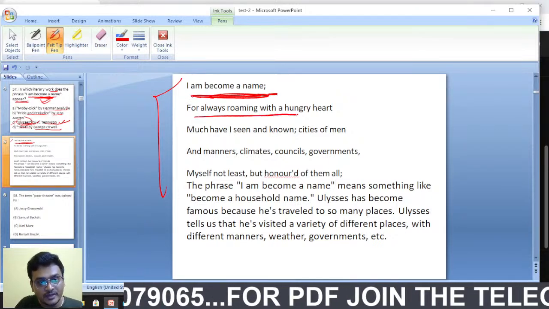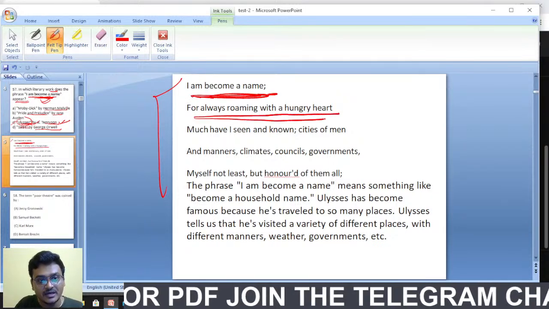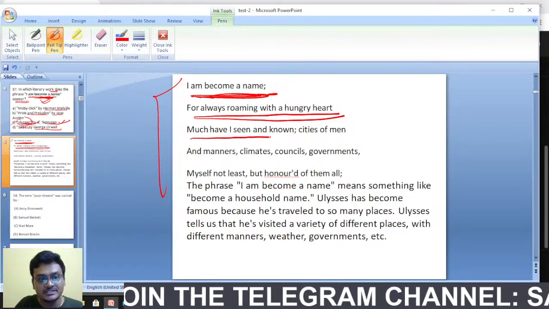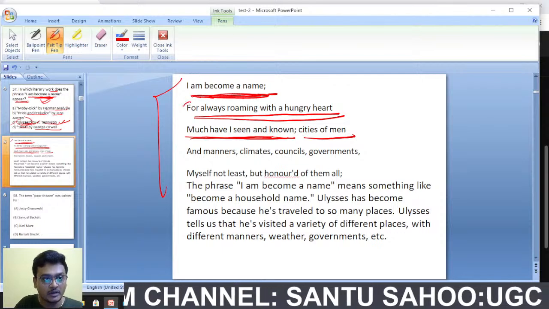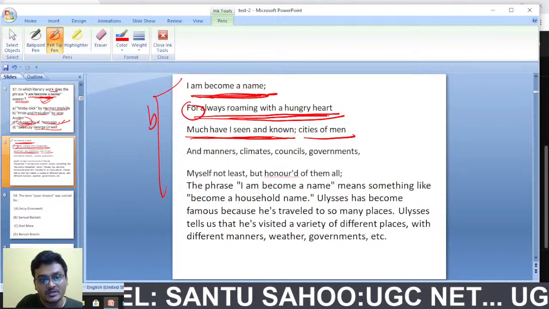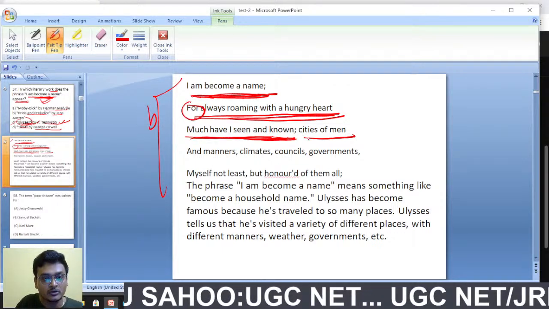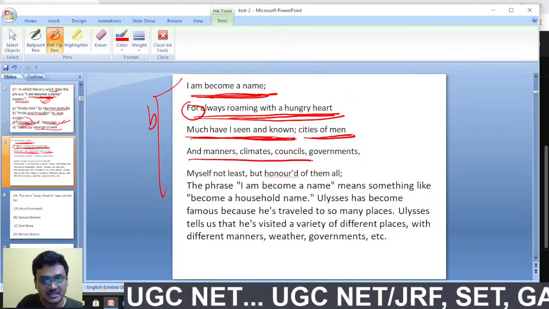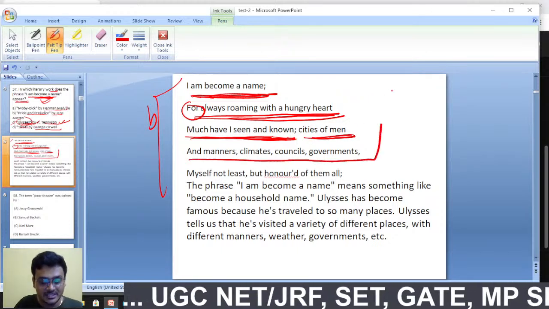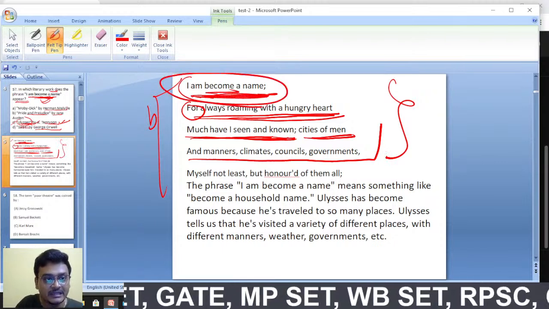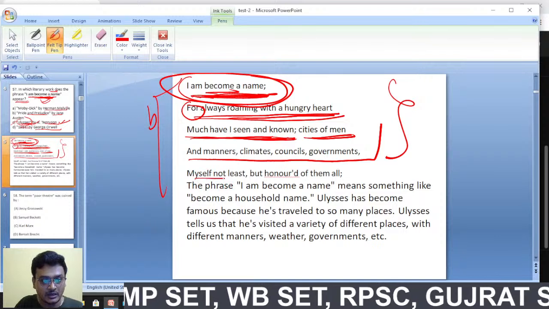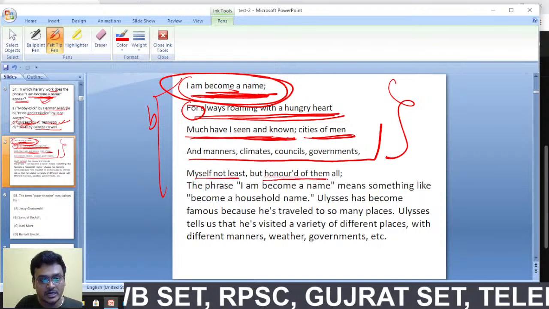And here you see the lines: "I am become a name; for always roaming with a hungry heart, much have I seen and known, cities of men and manners, climates, councils, and governments." Here he has explored everything. That's why he says "I am become a name." He has become very familiar. "Myself not least, but honored of them all."